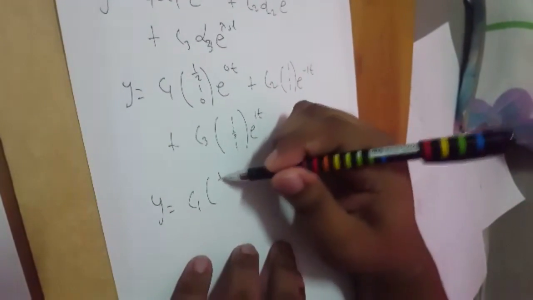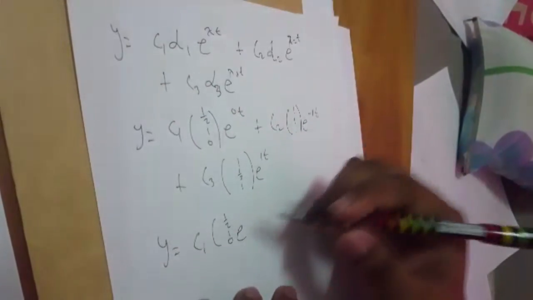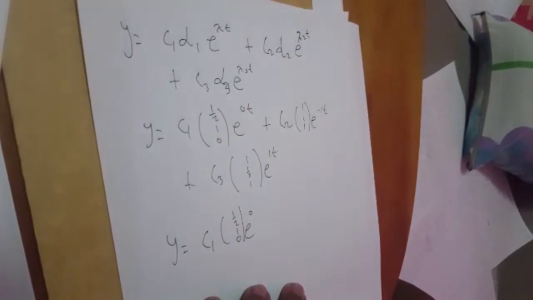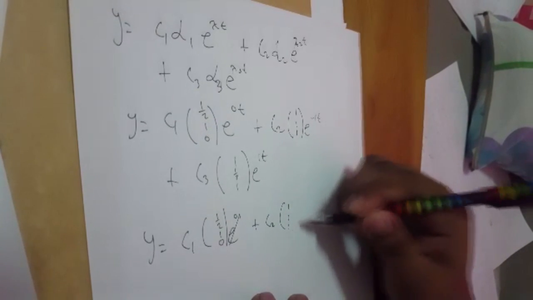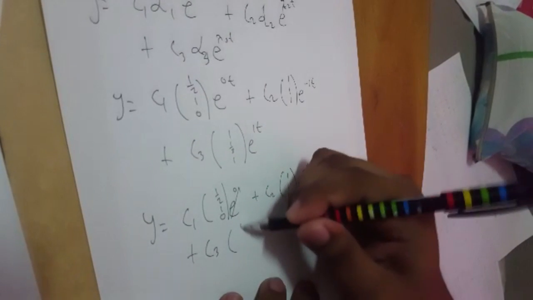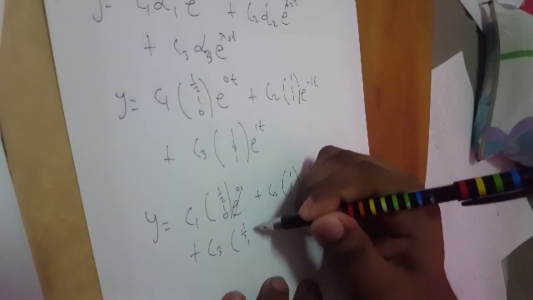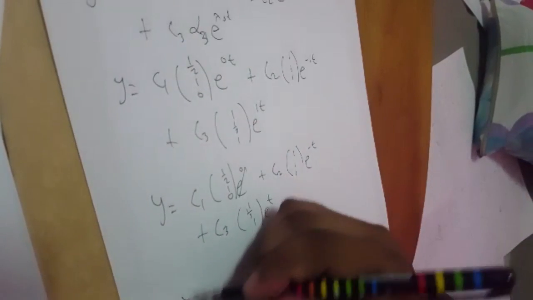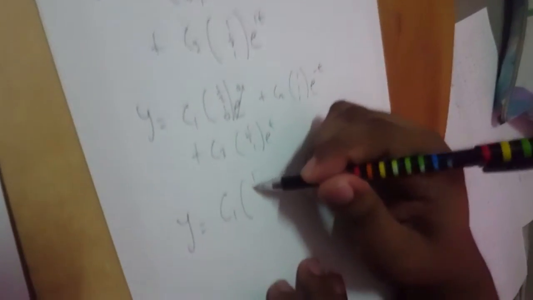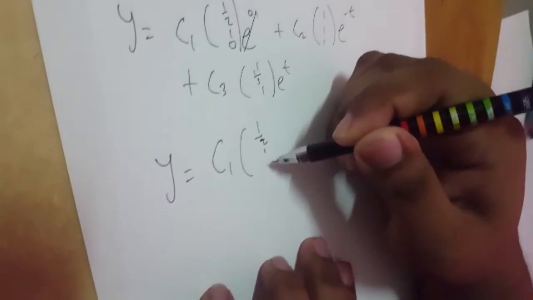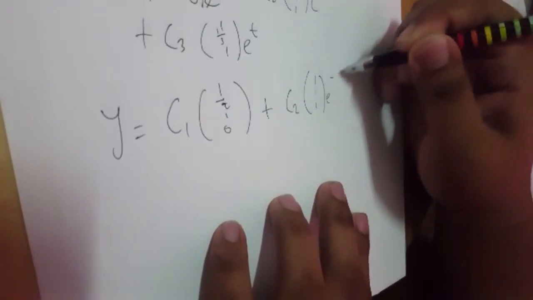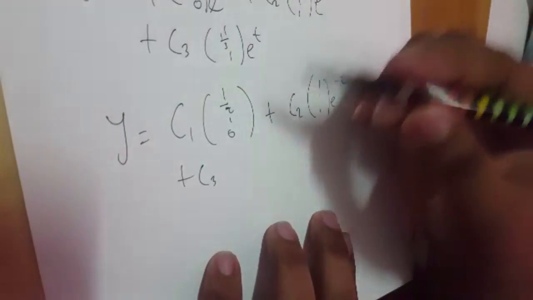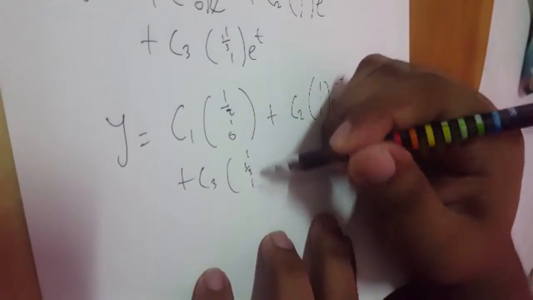c1 times 1/2, 1, 0, e to the 0 is 1, plus c2 times 1, 1, 1, e to the -t, plus c3 times 1, 1/3, 1, e to the t. And this is our final answer.